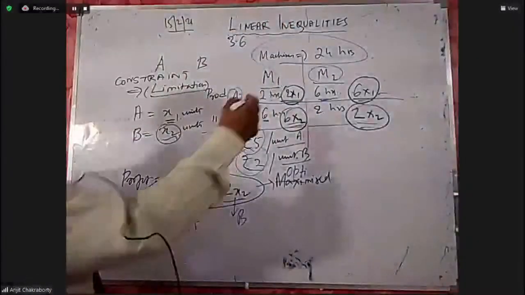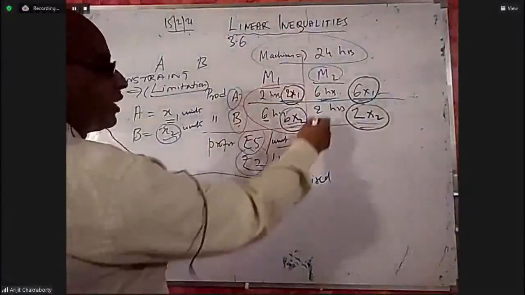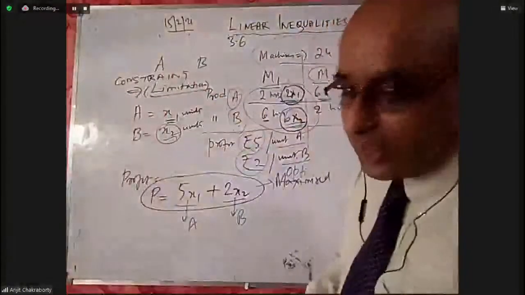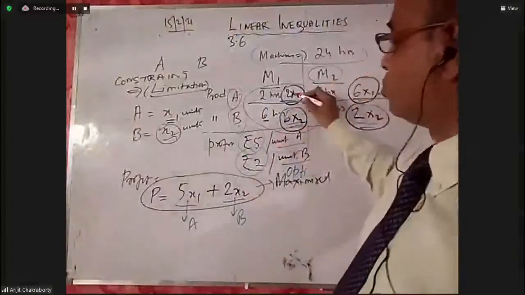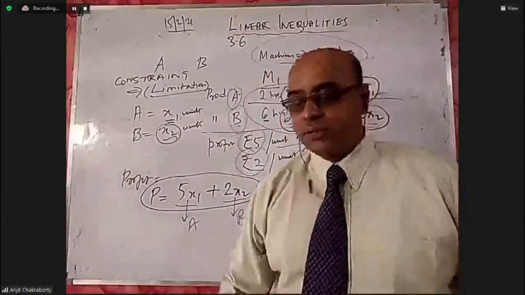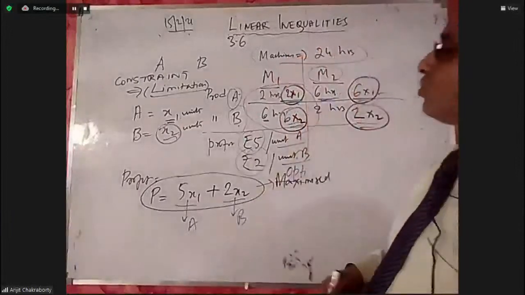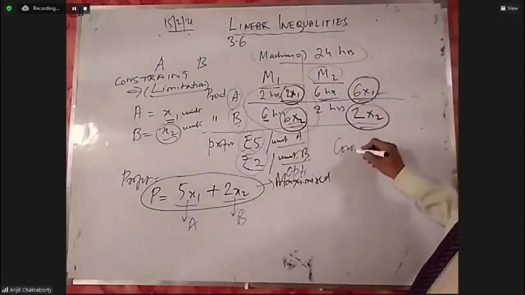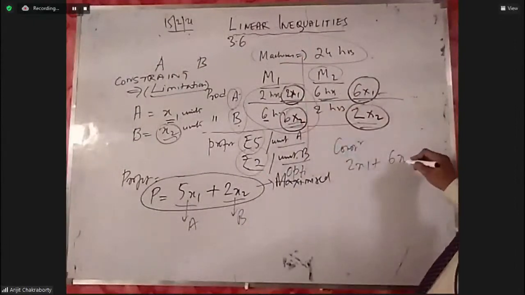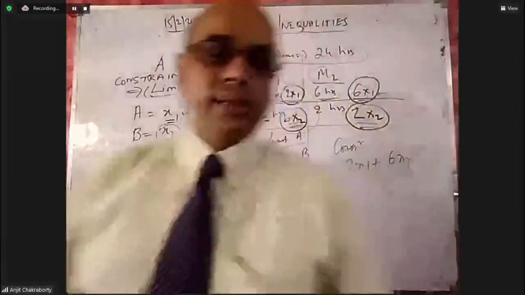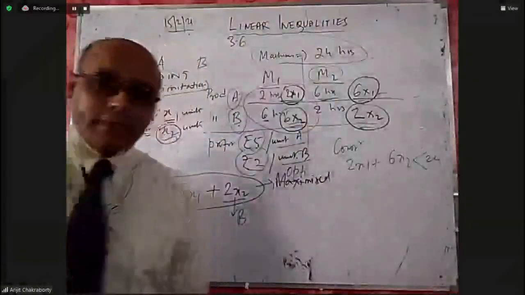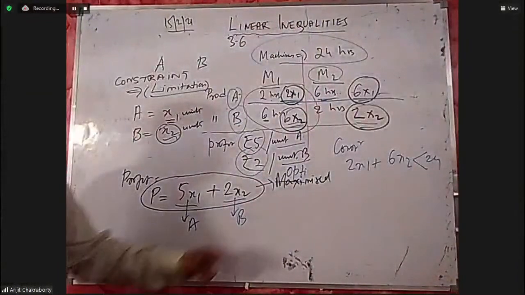So just see the total load on machine 1. What is the total load on machine 1? The total load on machine 1 is 2X1 plus 6X2. And this total duration should not exceed 24. So I can write the constraint is 2X1 plus 6X2, right? Has to be less than 24.